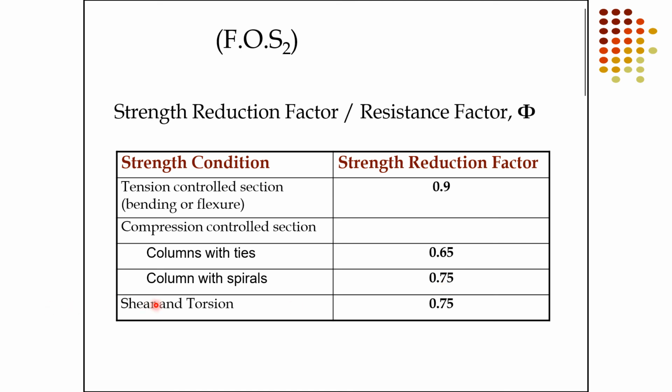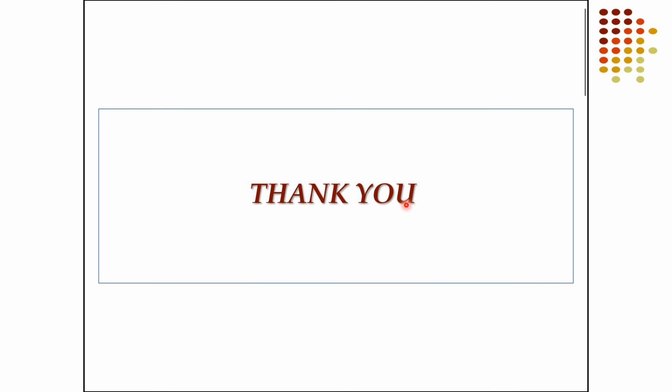And if we are going to design our member against shear and torsion, then we will use the strength reduction factor 0.75. So that's all for design loads and design load combinations.